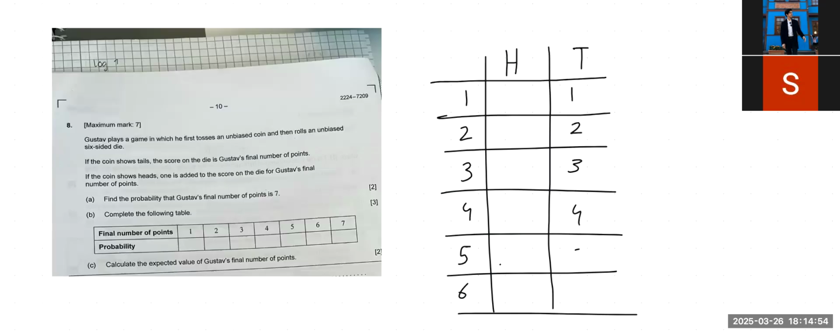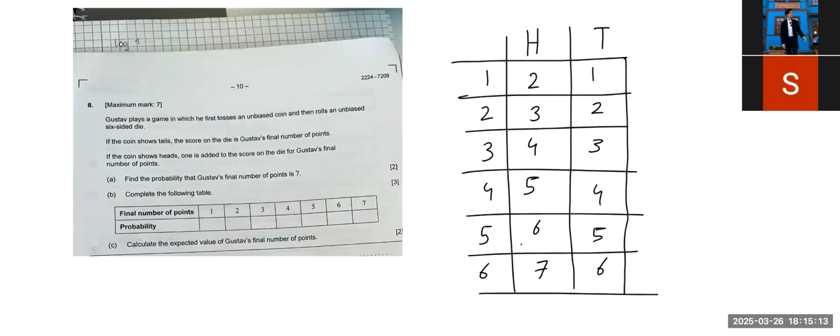So now, if you get a tails, then the die is directly what your score is. So one, two, three, four, five, six. Because if you get a tails, it's just whatever you got on the die, that's your score. However, if you get a heads, you're gonna get one plus the score. So this is gonna be two, three, four, five, six, and seven. So this is your sample set basically, right? These are all the possible outcomes you can get from this experiment.